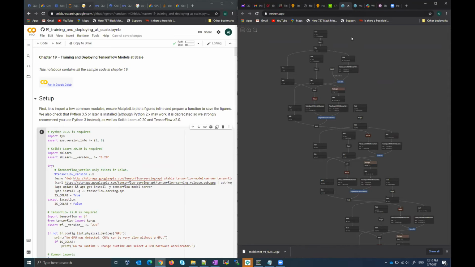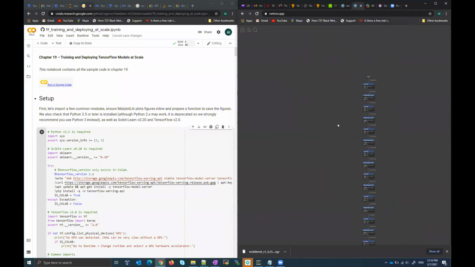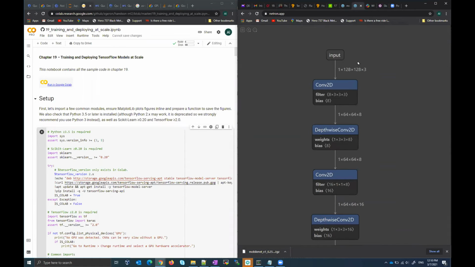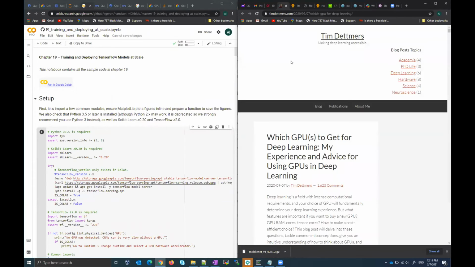Once we simplify with TensorFlow Lite, we get this model. It is much simpler, right? It is not as precise as the original, but it is precise enough to use in mobile applications. Okay, so that's about the mobile deployment.